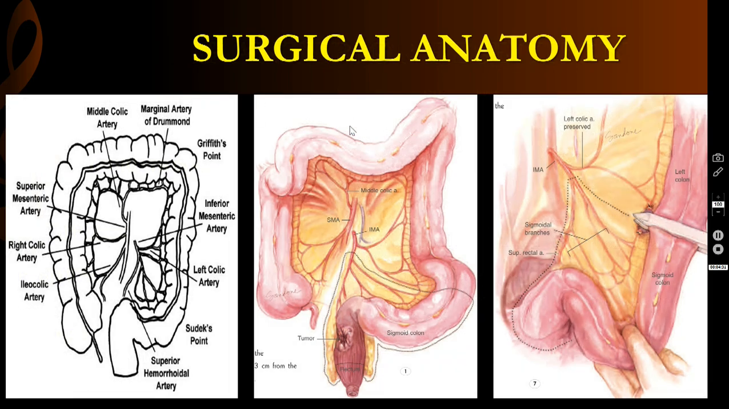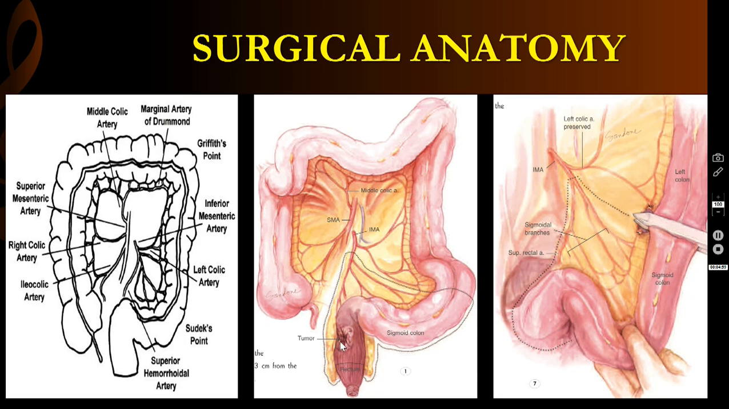Before going to the procedure as such, let us review the surgical anatomy, because it is mainly the resection of the rectum, or anterior resection of the rectum. So we have to know only the blood supply from the inferior mesenteric artery, which is this part, which is supplying the rectum and the sigmoid colon mainly.